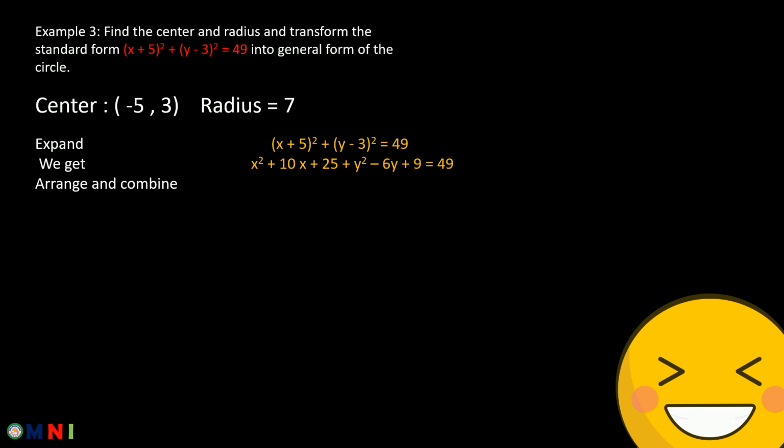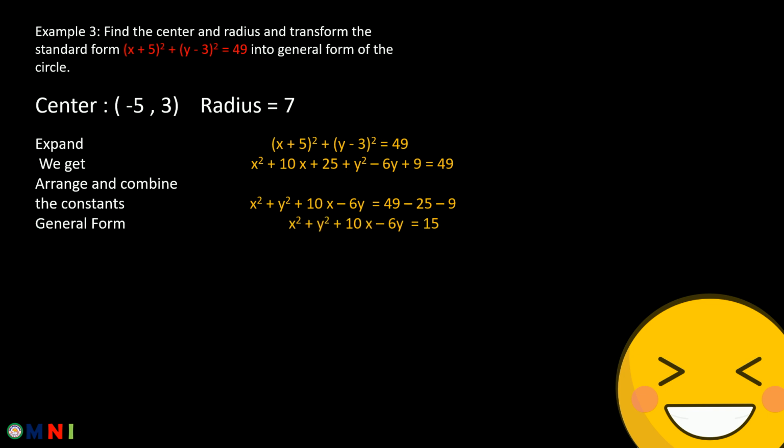Arrange and combine the constants, so we have x squared, then y squared, and then the 10x, and then the 6y, and then combine the 49, the transpose, that's minus 25, and then minus 9. So the general form of this given is x squared plus y squared plus 10x minus 6y equals 15.